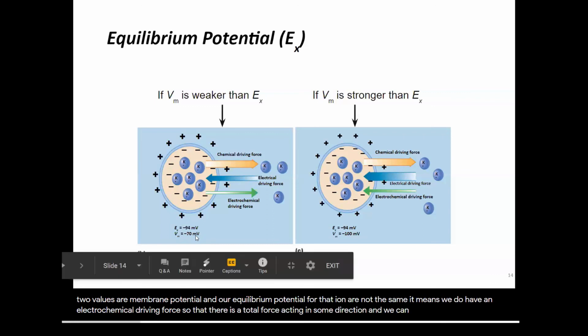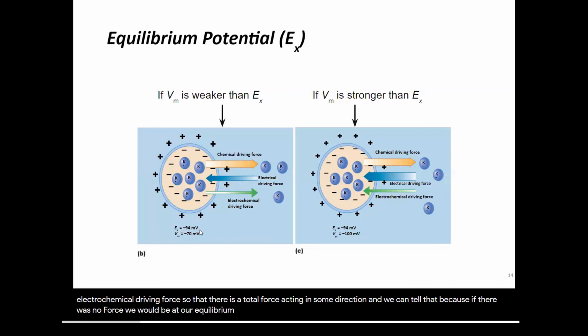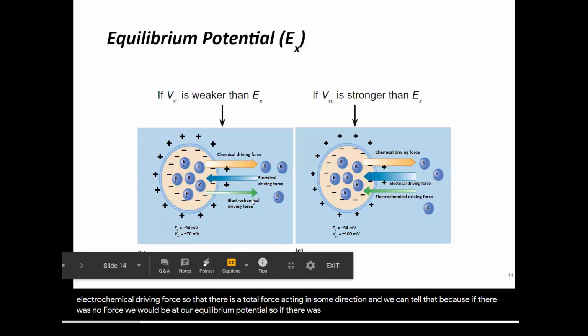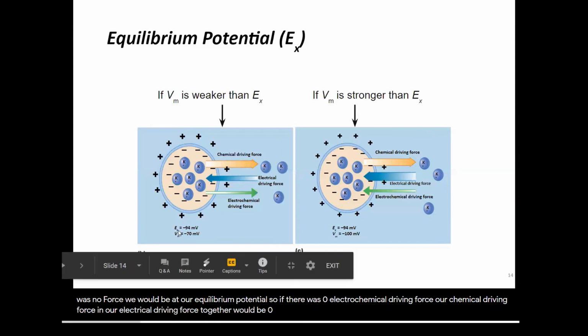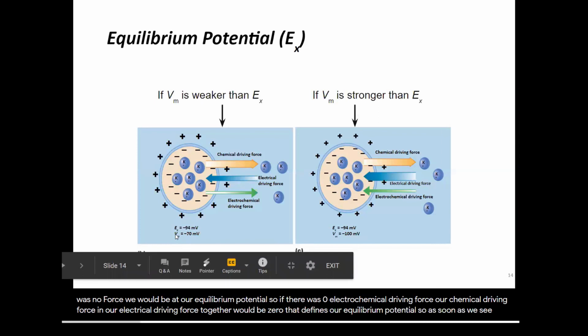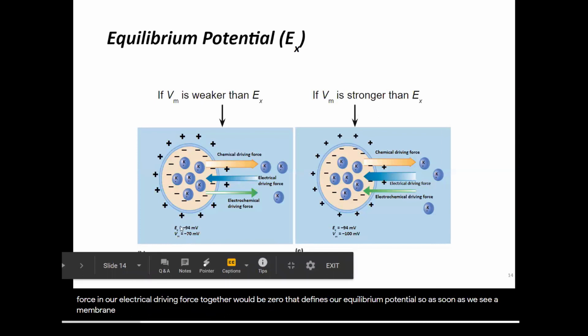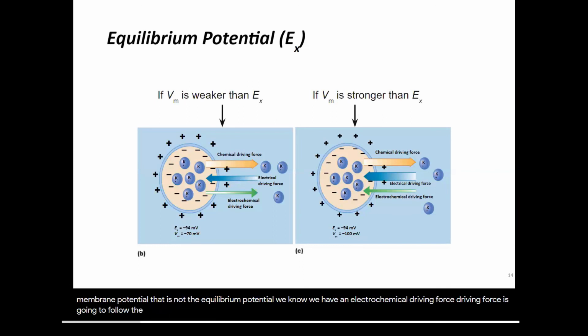And we can tell that because if there was no force, we would be at our equilibrium potential. So if there was 0 electrochemical driving force, our chemical driving force and our electrical driving force together would be 0. That defines our equilibrium potential. So as soon as we see a membrane potential that is not the equilibrium potential, we know we have an electrochemical driving force. Now, the electrochemical driving force is going to follow the stronger force.